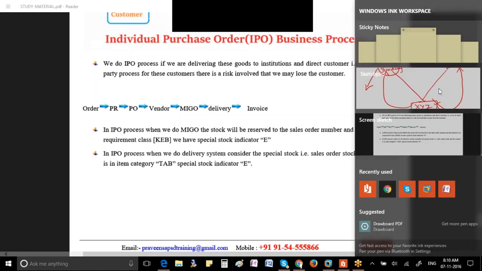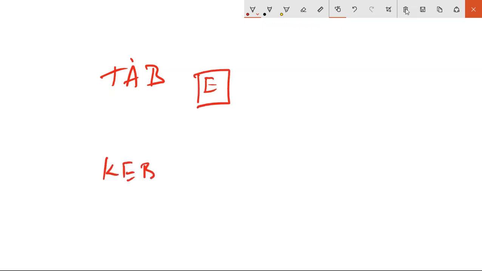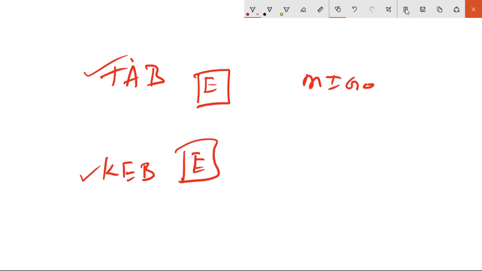Two special stock indicators. One is in the item category. What is the item category for this? TAB. In the TAB we have a special stock indicator E, and also in the requirement class KEB we have a special stock indicator E, and we already discussed what it controls. That means when you procure the goods from the vendor and you do MIGO, you capture the goods with MIGO when he delivers the product.